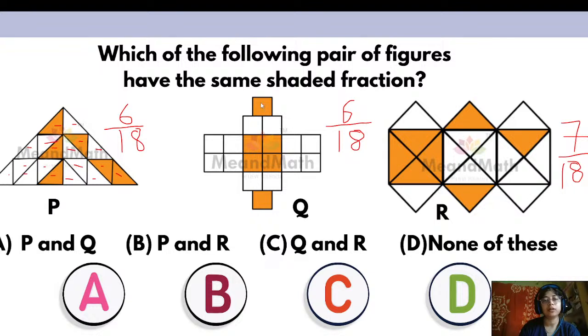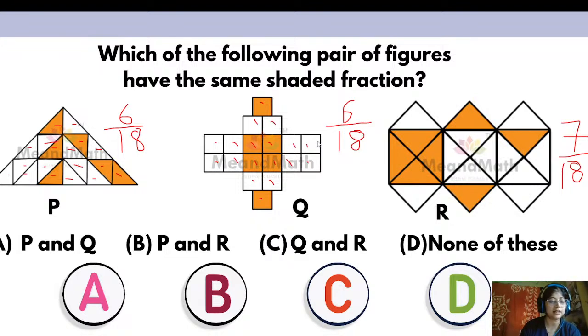Let's go to Q. Here we have 1, 2, 3. We are going to count the small squares. 4, 5, 6, 7, 8, 9, 10, 11, 12, 13, 14, 15, 16, 17, 18. This also has 18 as the denominator. Yes, Ayat.